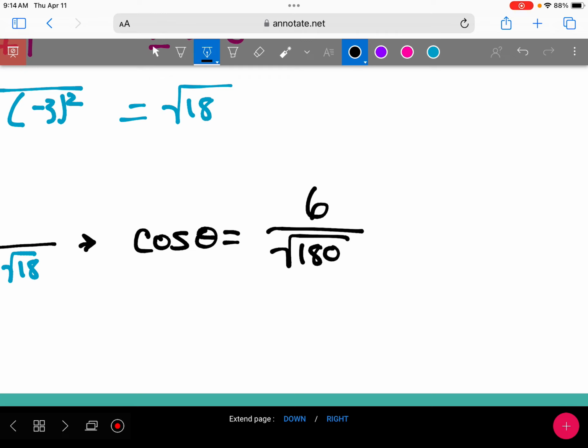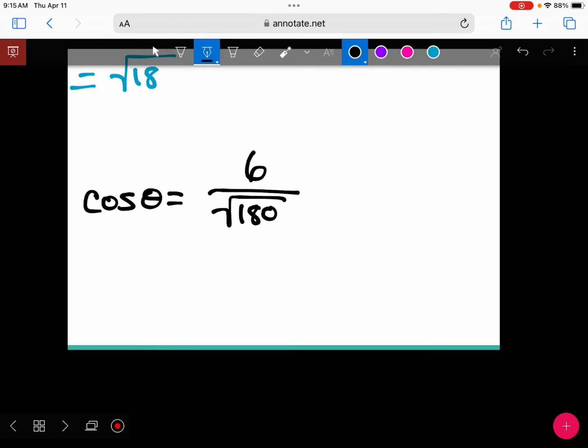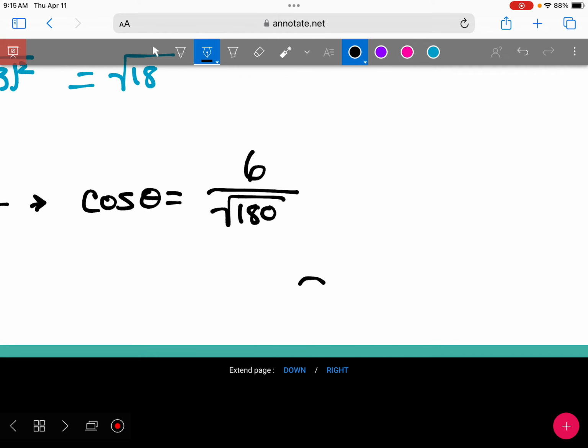And again, you could simplify that if you want to, but since we're typing it in the calculator anyway, might as well just let the calculator do the work for us. I mean, if you want to simplify it, you can. Definitely know this perfect square in 180. We could simplify that. What do we get for our theta? 63.4 degrees.